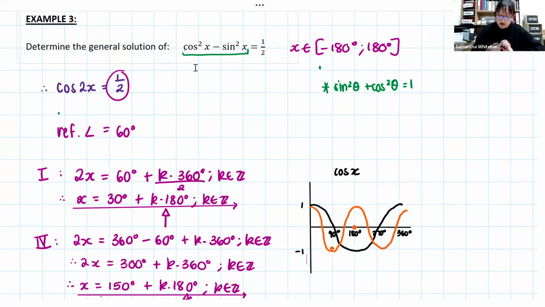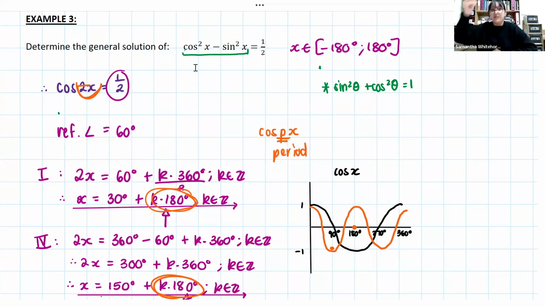And so that is why we have k times 180. Because remember, if you think back to your trig functions, that coefficient to your angle, if it's cos px, that changes your period. It either makes the graph happen much faster or stretches the graph out and the cycle occurs much slower. So it's just something that we need to bear in mind when we go and find the different solutions across your Cartesian plane.